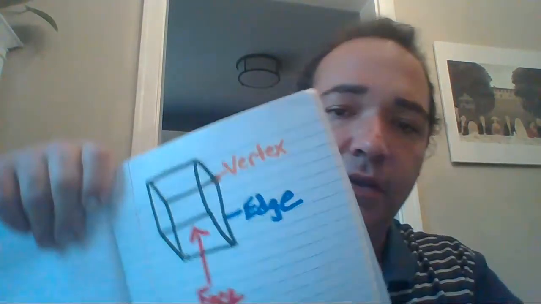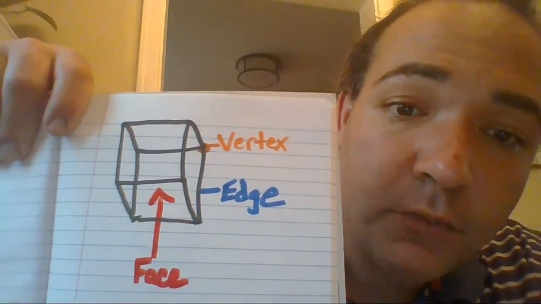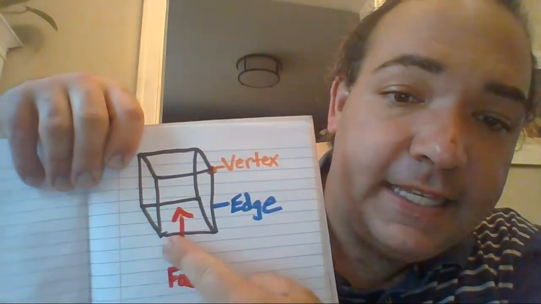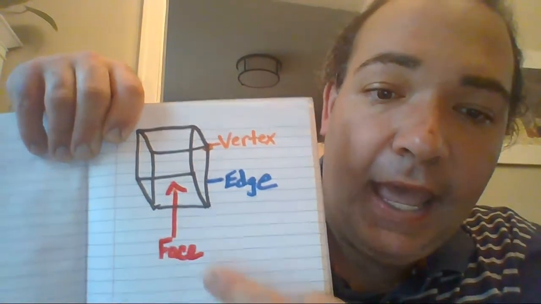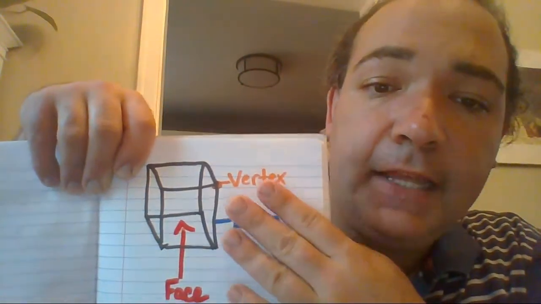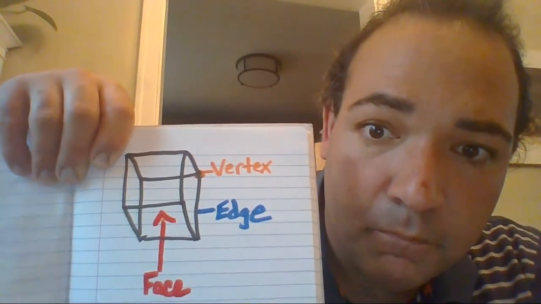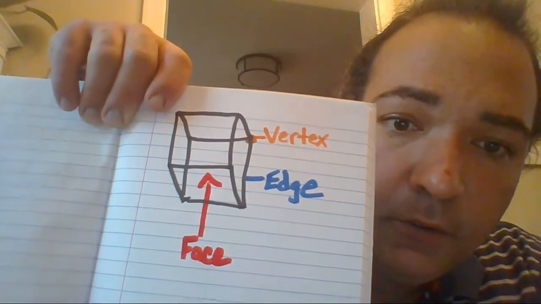Remember that most 3D shapes have a vertex, which is the point, right, where the edges connect. There is an edge right there that goes up and down. And then there is a face. The solid part right there is the face on a cube like this. Okay, so this is a cube.